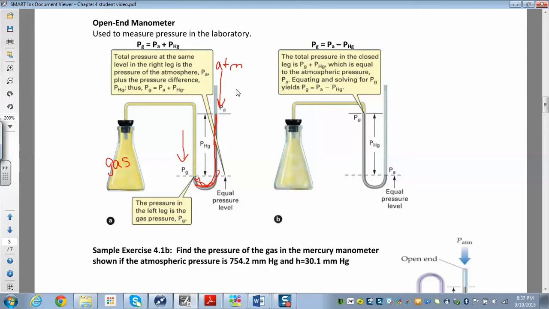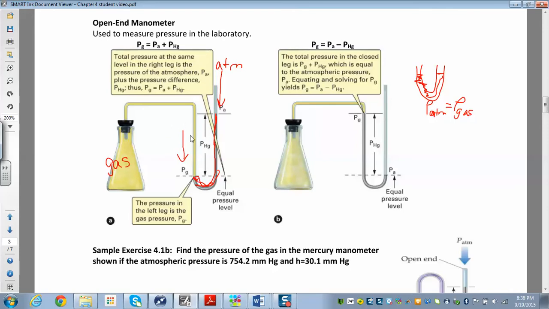And if the atmospheric pressure was the same as the gas pressure, these columns of mercury would be the same. So I'll draw that over here. If they were both the same, the levels on both sides would be the same, and we would just say that the pressure of the atmosphere equals the pressure of the gas. All right, so in this picture though, we have to figure out which one's pushing more, the atmospheric gases or the gases trapped in the flask. And you can tell by how low this column of mercury is.